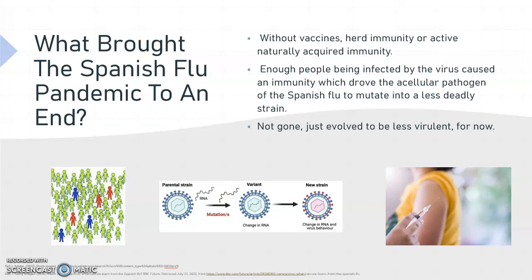What finally brought the Spanish flu pandemic to an end? It began to trail off in late 1919 without the knowledge of why it did. There were no vaccines. But when enough people grew immune to stop spreading to new hosts, the Spanish flu pandemic died down. Herd immunity, or active, naturally acquired immunity, caused the new deadly virus to mutate in order to keep spreading. The new mutation of the Spanish flu was less dangerous and less deadly, bringing the pandemic to an end.